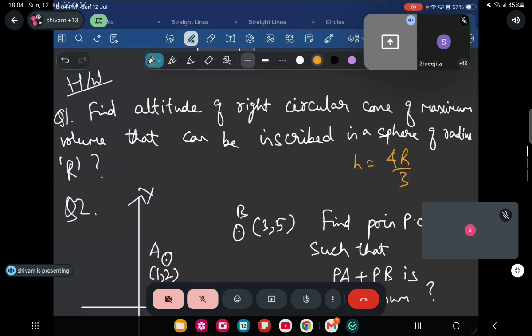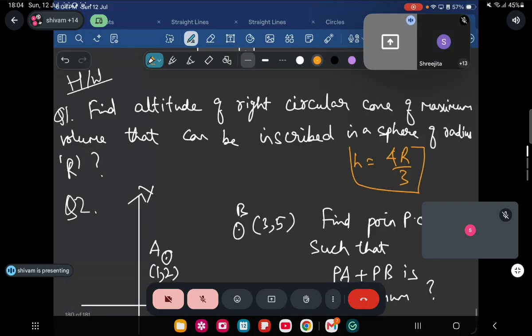Oh, acha. I saw that one only, then I think I have given you wrong. Let me see. But see, you have boxed the volume. Yes, sir, I just forgot what you wanted. The question wanted only the height, altitude. Okay, no problem. So h is equal to 4 into capital R by 3.